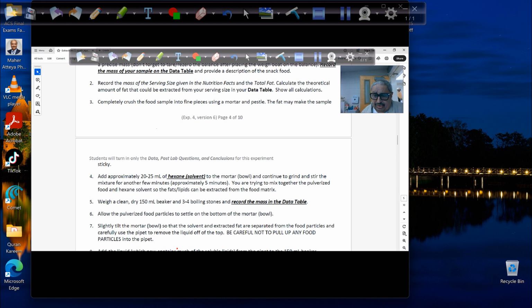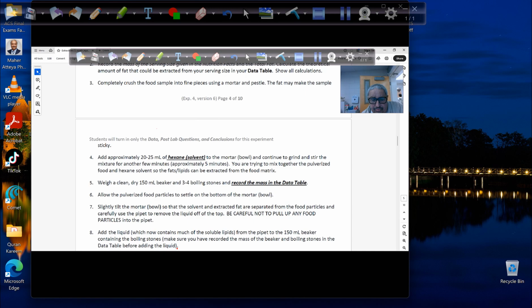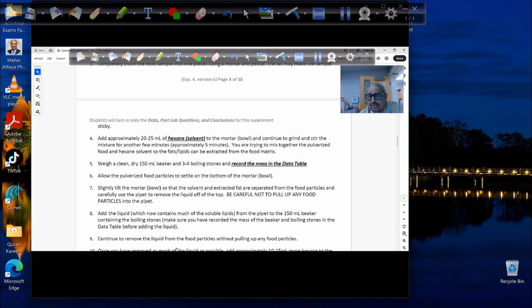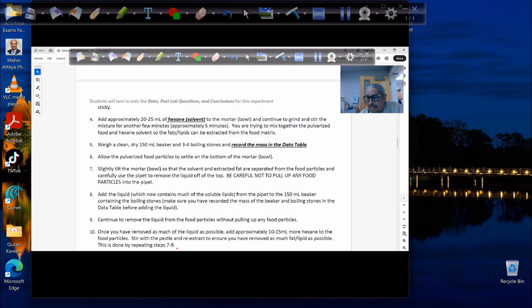So with this, I'll show you the whole calculation in a couple of minutes. Then you will have your theoretical yield from the bag, all the information there: the mass of total fat divided by the total serving grams equals the X amount of lipids or fats divided by the amount of your sample. So that will give you your theoretical. Your actual, that's what you got.